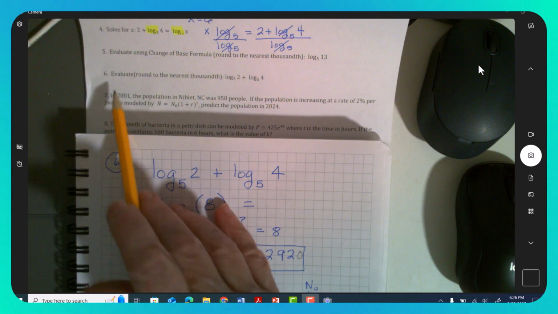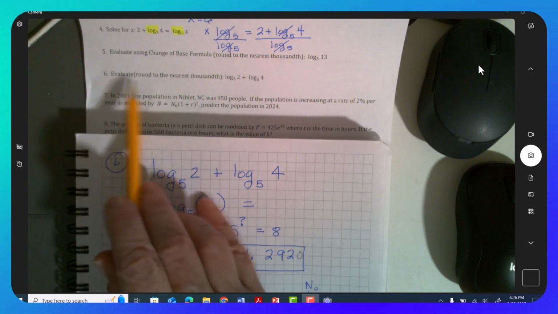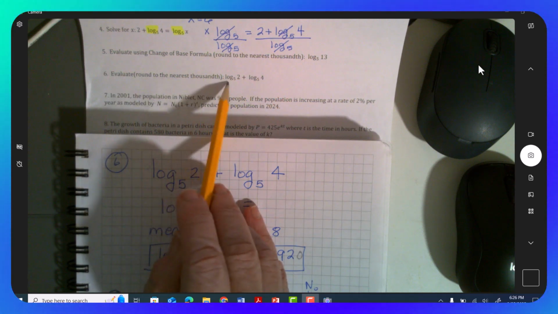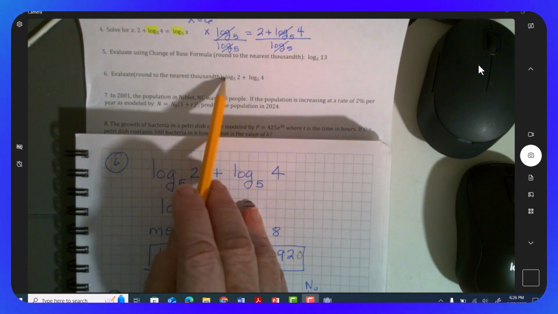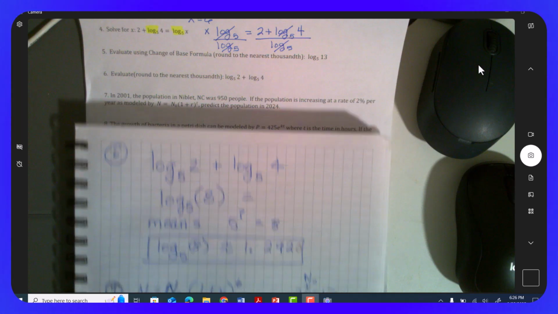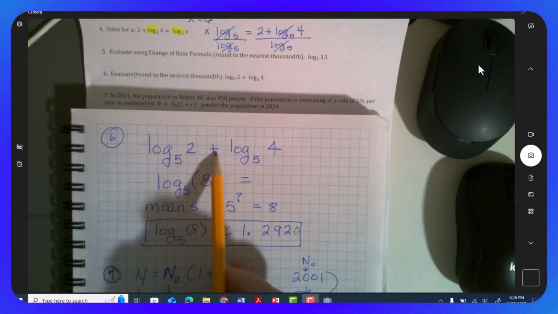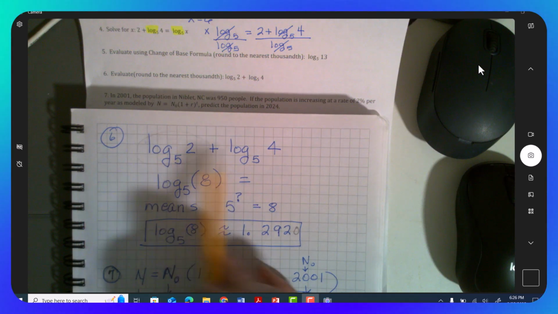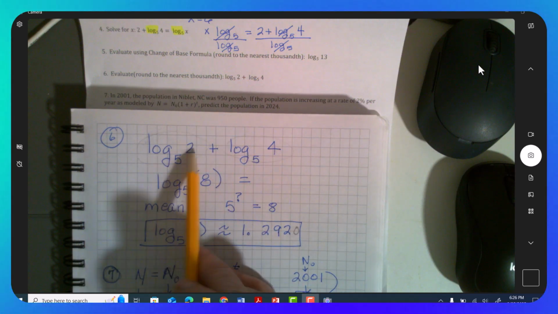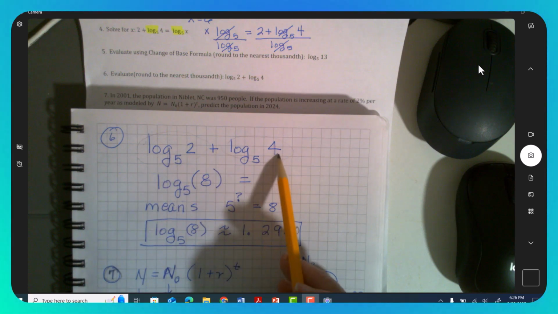Question number 6, you're asked to evaluate and round to the nearest thousandth log base 5 of 2 plus log base 5 of 4. All right, so let's write that down. Log base 5 of 2 plus log base 5 of 4. Now you can put these in your calculator and add them together. Anytime you put this in, it's going to round a little bit.